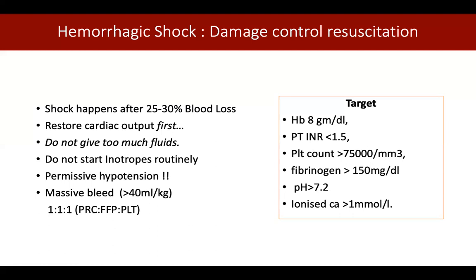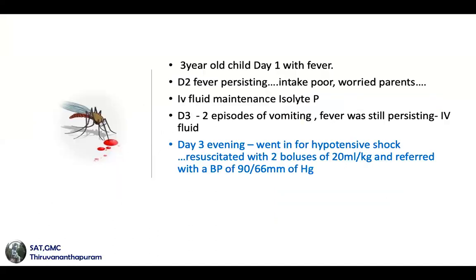And when your ionized calcium is low, naturally, it interferes with the clotting, because calcium is needed for the coagulation cascade. So always when you're checking the blood gas, please check the ionized calcium, especially if it's less than 0.8, to correct hypocalcemia. So these are the goals when you're dealing with a hemorrhagic shock.